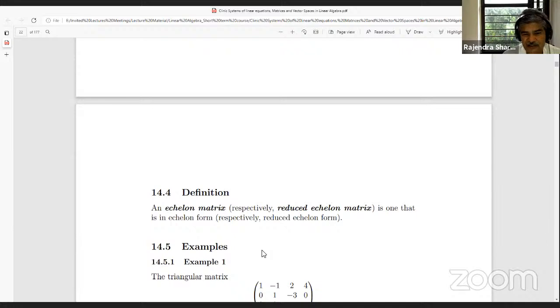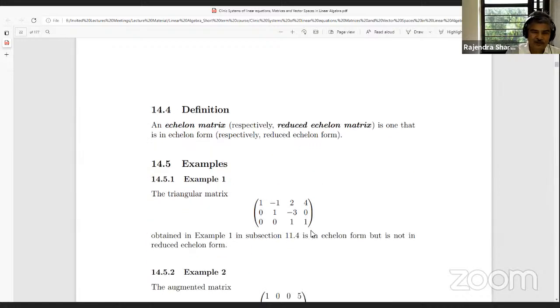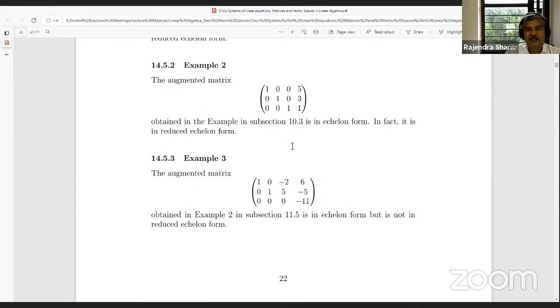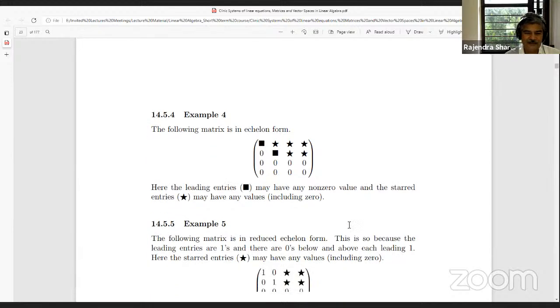Equivalent matrix, respectively reduced equivalent matrix, that is, in its echelon form or row reduced echelon form. So you can have just these 2-3 examples to write them in their row reduced echelon matrices. The following matrix is in echelon form. Here the squares denote any non-zero entry. The stars denote that these entries may be 0 as well.